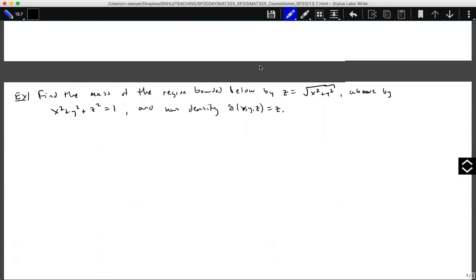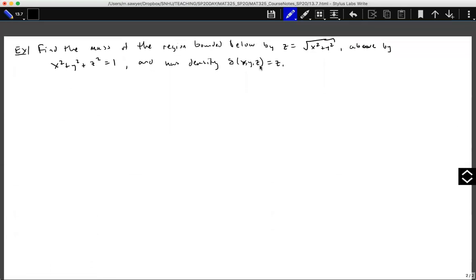So let's look at another example. Let's find the mass of the region bounded below by this cone, the similar shape as we had before, and above by the top of the sphere, x squared plus y squared plus z squared equals 1. So this is a sphere with radius 1 with a density function delta of xyz equals z.